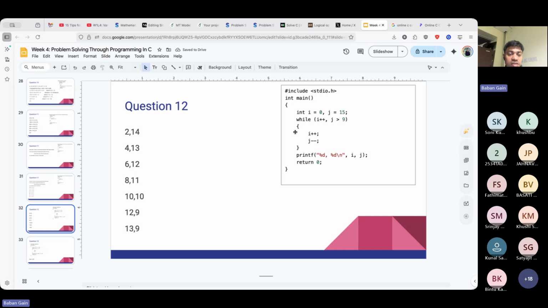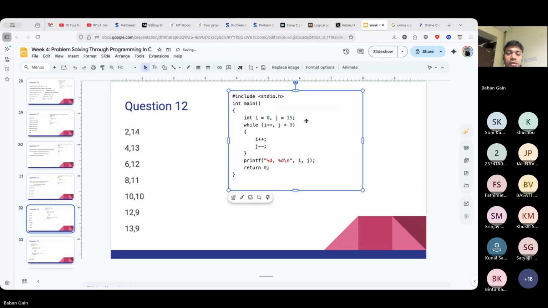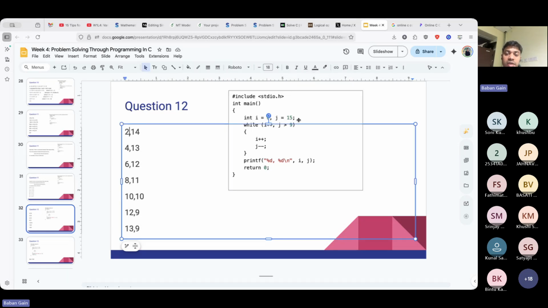So basically what I'm saying is that initially i was 0, j equal to 15. Inside every loop, i is getting incremented by 2 and j is getting decremented by 1. So 2, 14, 4, 13, 6, 12, 8, 11, 10, 10, 12, 9. Up to this, it is fine. At this point, I am at the end of the while loop. It will check again if j is greater than 9. j right now is 9.